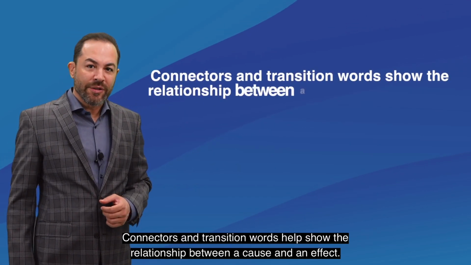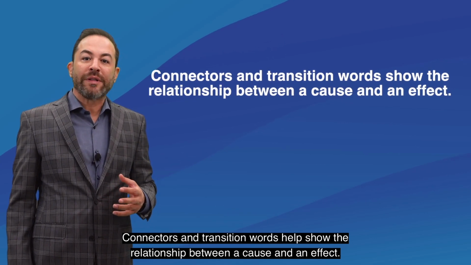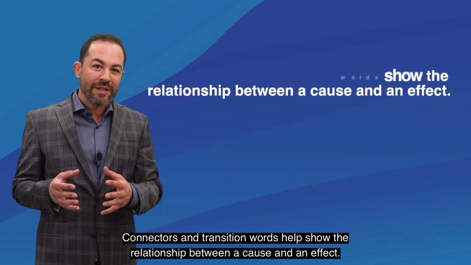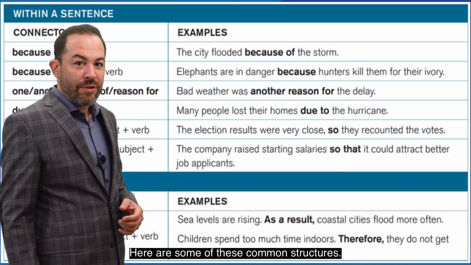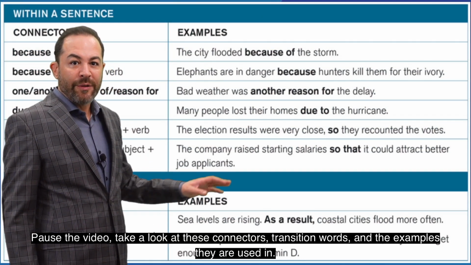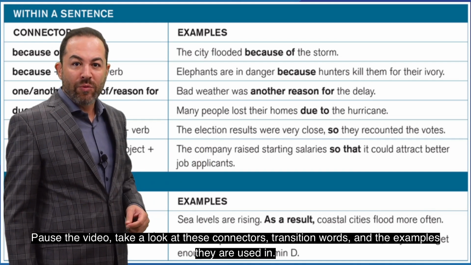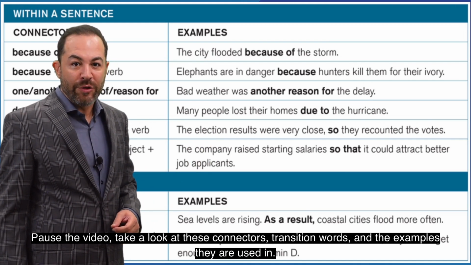Connectors and transition words help show the relationship between a cause and an effect. Here are some of these common structures. Pause the video, take a look at these connectors, transition words, and the examples they are used in.